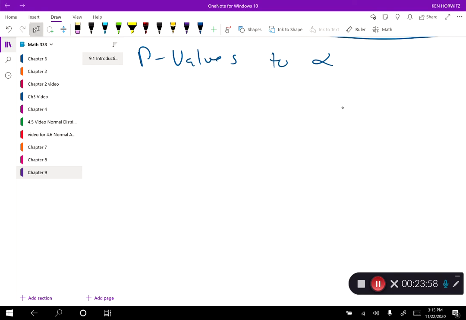Now, I'm going to say up front, depending on the example, you could either use the traditional method, which is what I've been doing up until now, or you can use the p-value method. Some of the problems are going to say use the p-value method, and if it says that, you've got to use it. If it doesn't say that, really either test could be used. So hang on for the example.